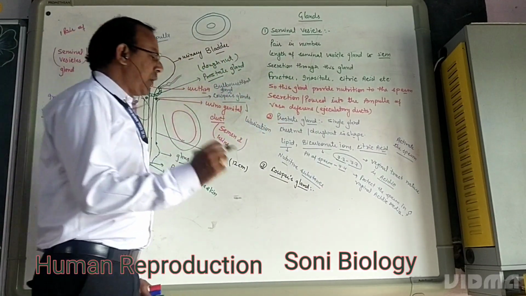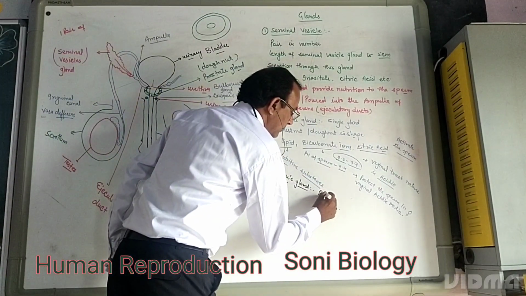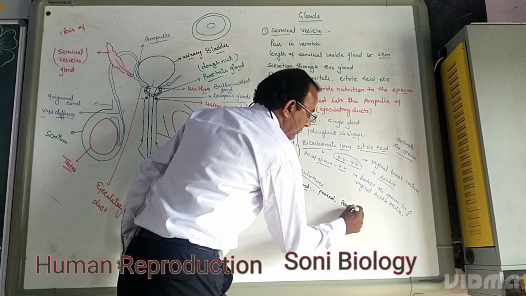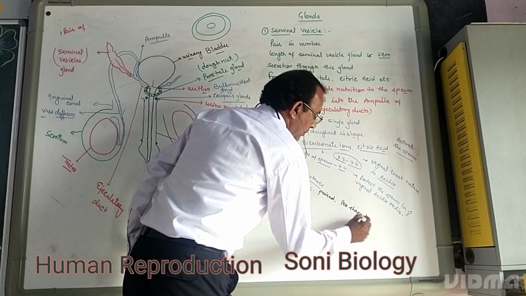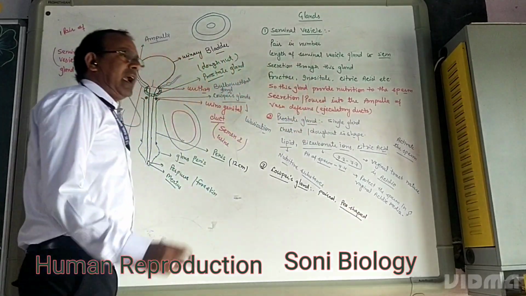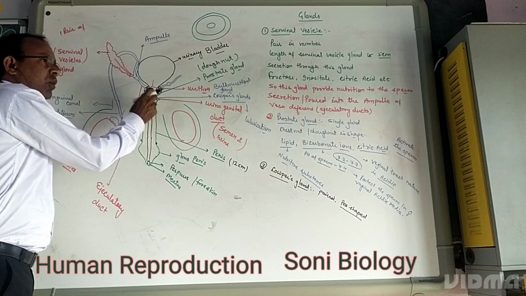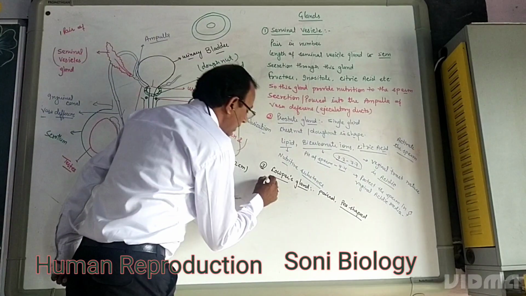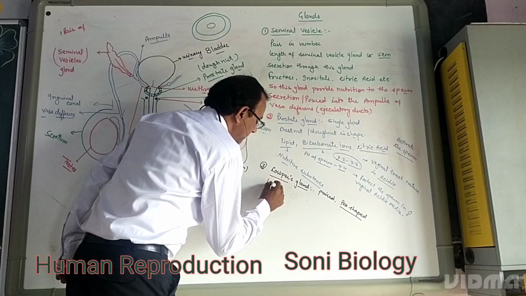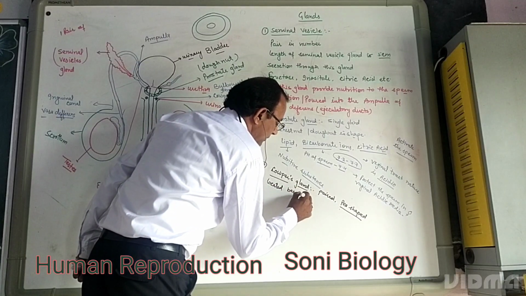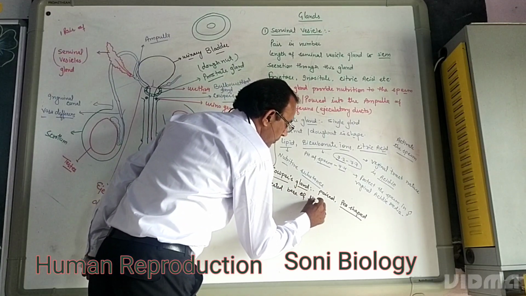Cowper's glands are also found in pair. These are P-shaped in structure, and they are found at the base of the penis, the muscular organ.